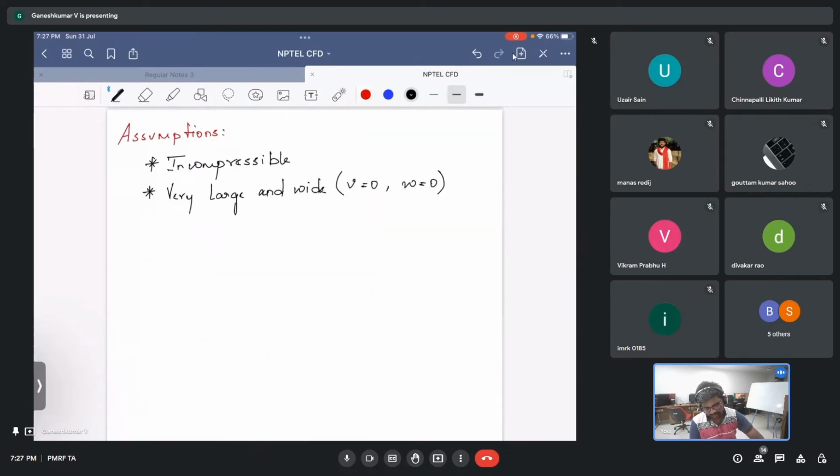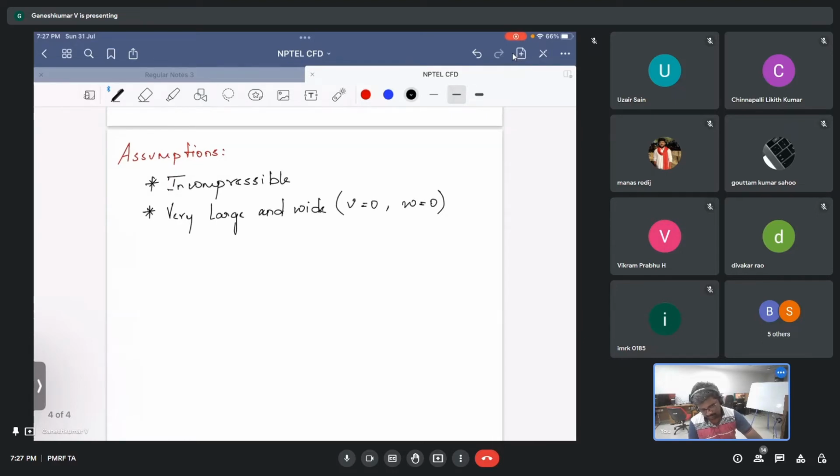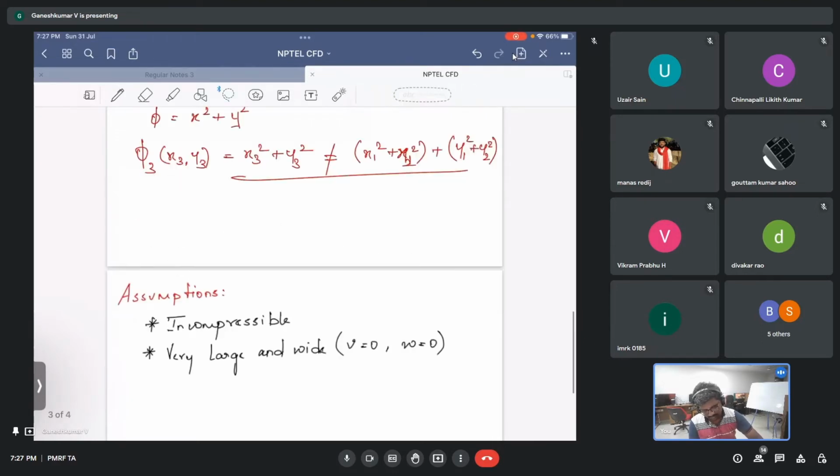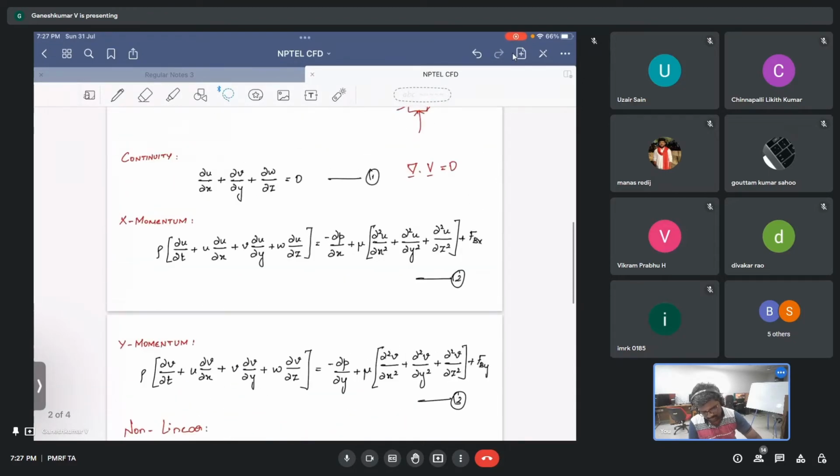When we assume that, the equations simplify. So how is it going to simplify? Let's copy this again.